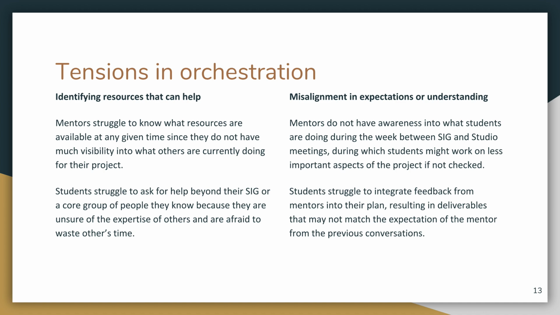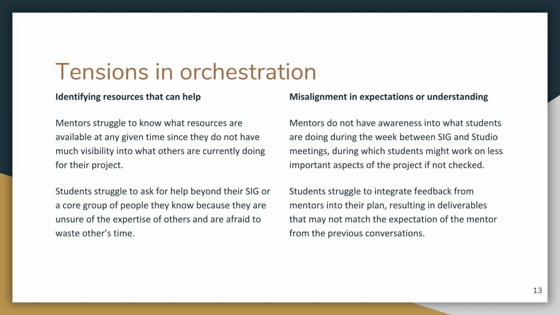For students, a struggle that students mention is that they often struggle to integrate the feedback the mentors have back into their plan, which results in deliverables that may not match the expectation of the mentors. And this is challenging because students mentioned how maybe in the moment they don't totally understand why the feedback is being given, or why mentors think that the students should do something else instead of what they're currently doing.